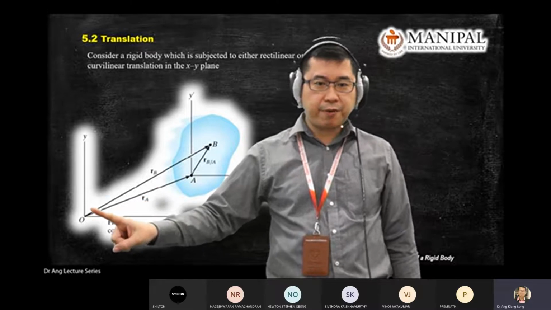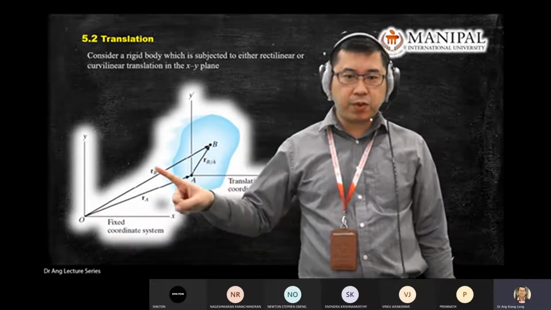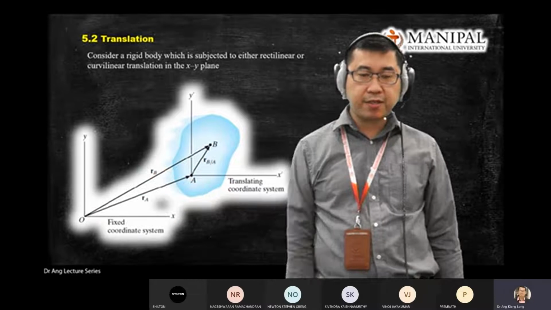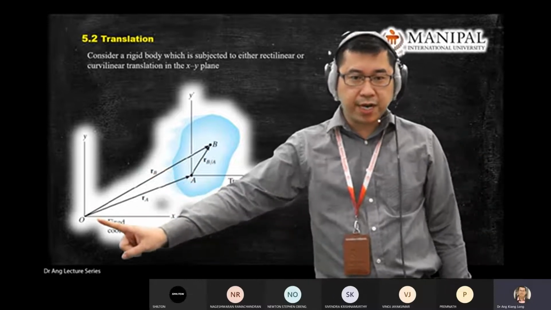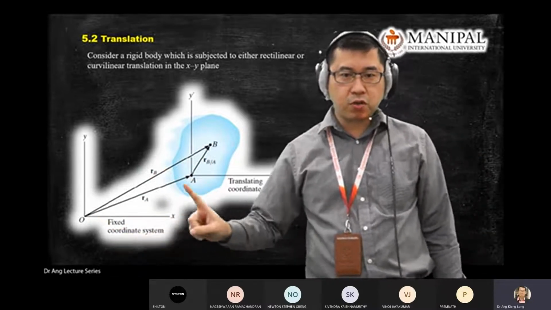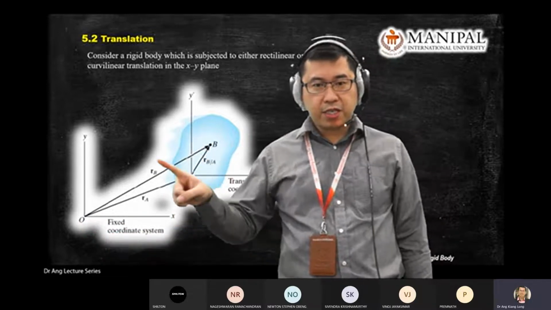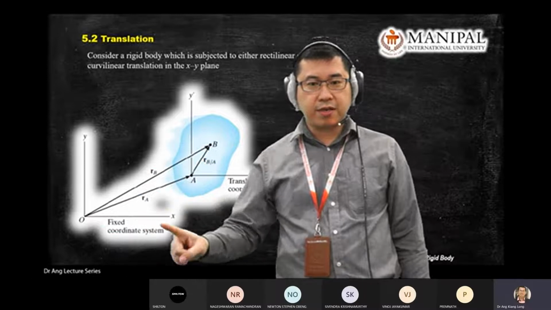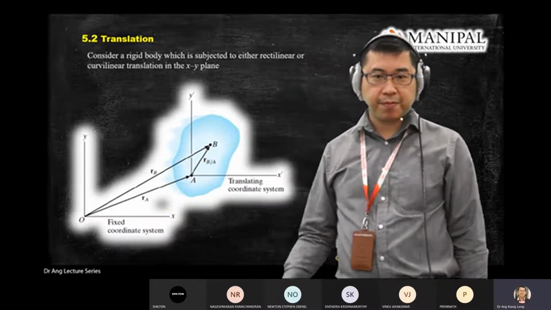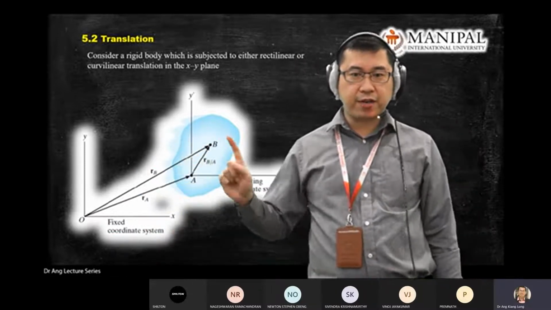When you're referring from origin O to point B, we name it RB. The arrow must be correctly pointed. O to A, O to B, and then this forms a vector triangle.